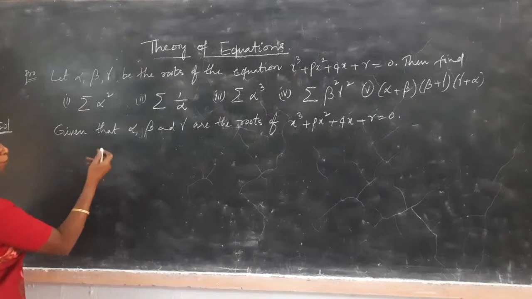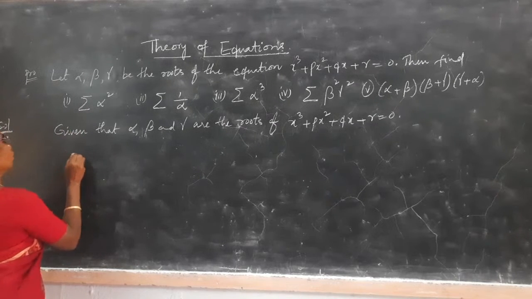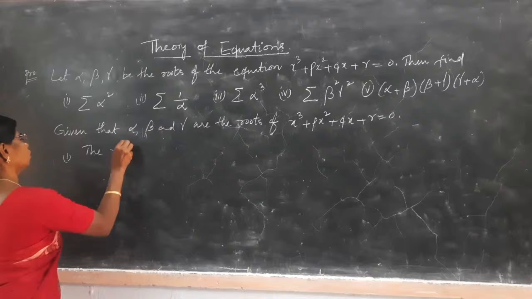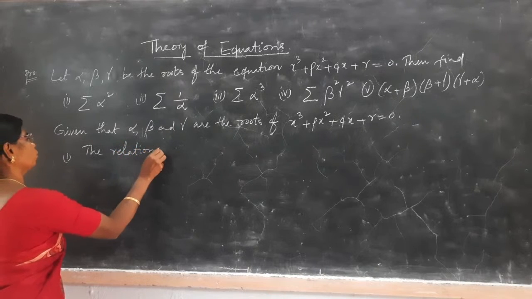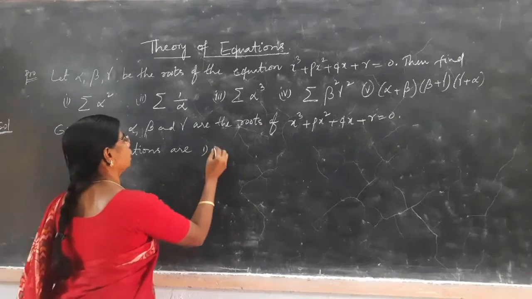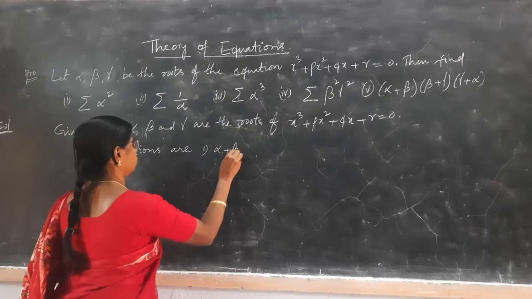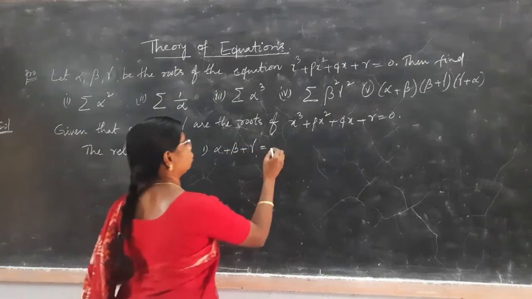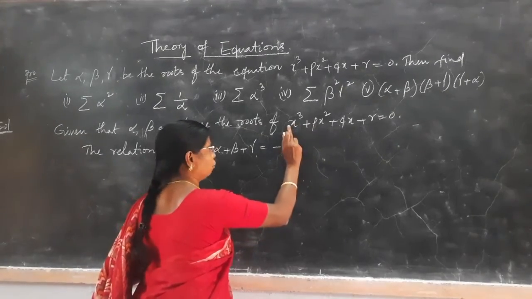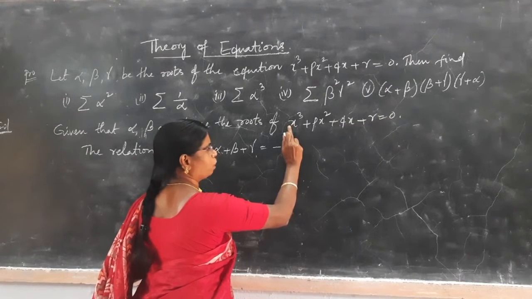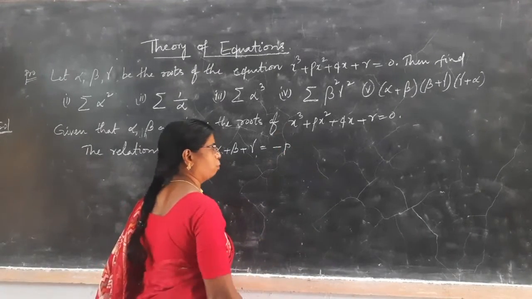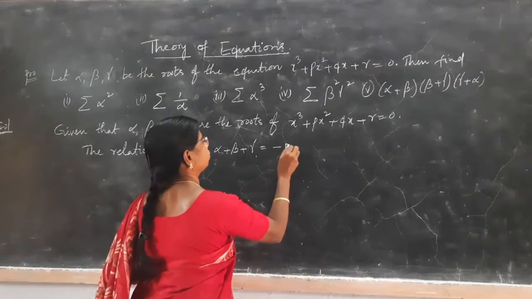First, I am going to write down the relations between the roots and coefficients. The first one: sum of roots, S1 is equal to minus P1. P1 means the first coefficient, which will always be 1. If it is not 1, as I said in the previous class, we have to divide the equation by the coefficient of x power n. So this is minus P1.